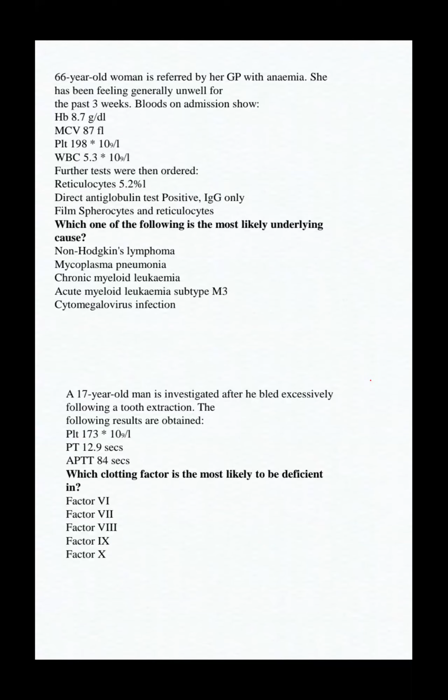Ma'am, my answer is factor 8. Yeah, excellent. It's factor 8 because the APTT is high, and there's a tooth extraction with bleeding. Why not 9? 90% of cases are hemophilia A, so it's 8. Factor 9 deficiency patients are commonly not associated with tooth extraction. Though APTT will be high, there will be factor 9 deficiency, right? Yes, ma'am.